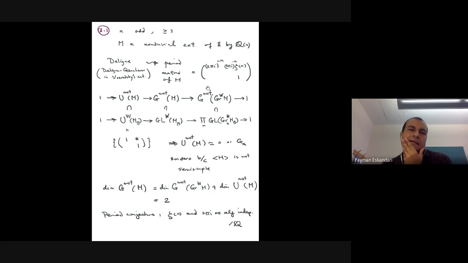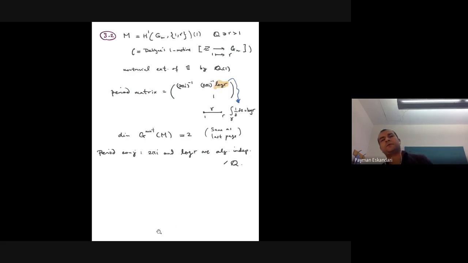That by just looking at these two-dimensional motives, you're getting very strong, very deep conjectures here. So in particular, this implies that zeta of n has to be transcendental. So that was when you were working with n being odd and greater than or equal to 3.